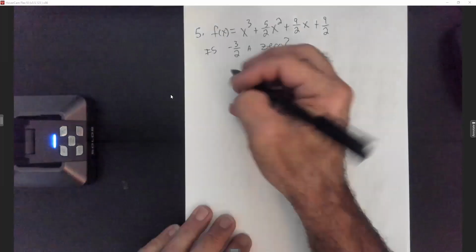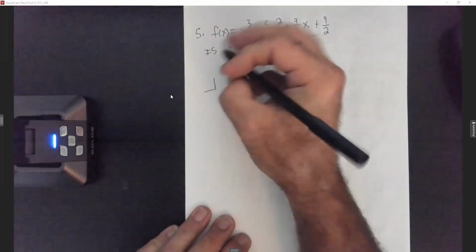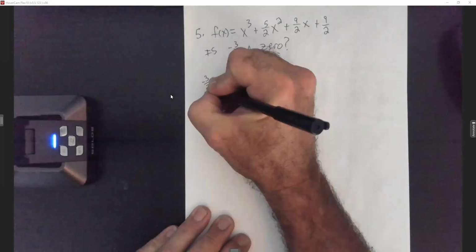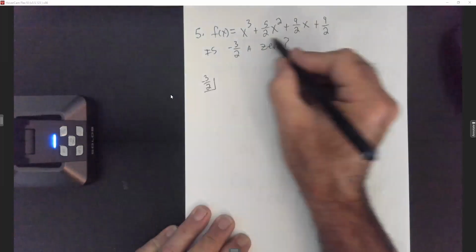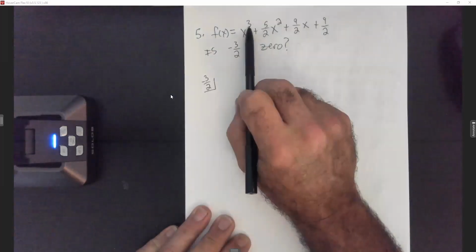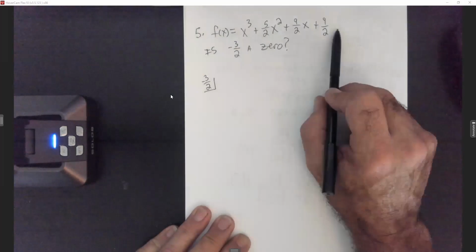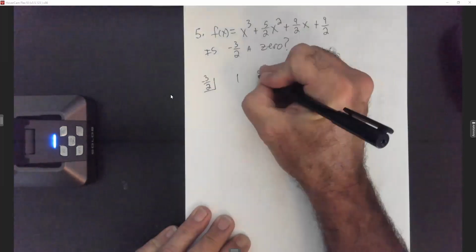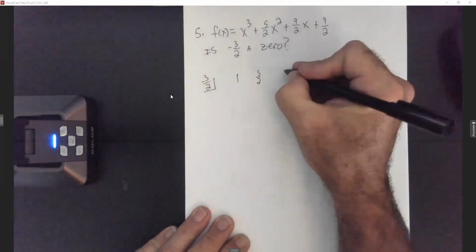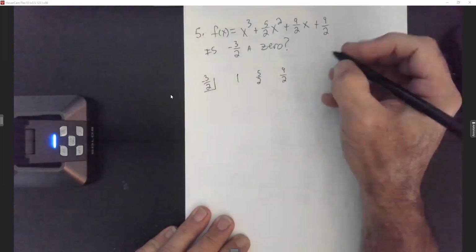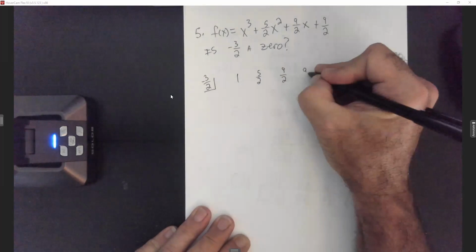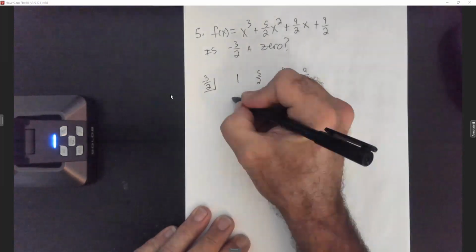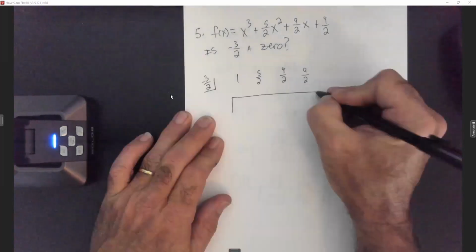So let's see, we know our c's over here, it's a negative 3/2. Bring down your coefficient, so I have a degree 3, so add 1 to that means 4 numbers. So we got that, we got a 1, a 5/2, a 9/2, and a 9/2. Going to come down, draw my little box.